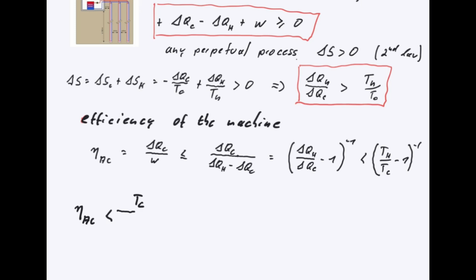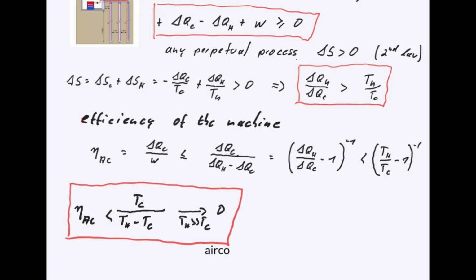Now, it's not too surprising that if the temperature difference between the outside and the inside is too high, this efficiency goes to 0. Now, the same calculation also holds for the heat pump, where we want to pump heat from a cold compartment into a hot room.